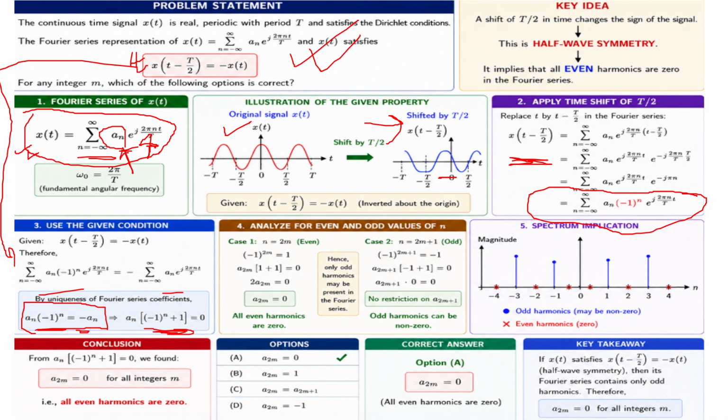And when will this condition be true? So minus 1 to the power 2m is equal to 1. So here a 2m will be equal to 0 for all even harmonics, right? Similarly, you can put n equal to 2m plus 1 for odd numbers. Again, it will also be true, means all the even harmonics will be 0, right? But the odd harmonics may not be 0, right? So these are the 0 values, so that is why your a 2m will be 0, right?